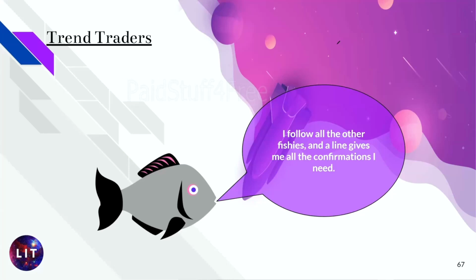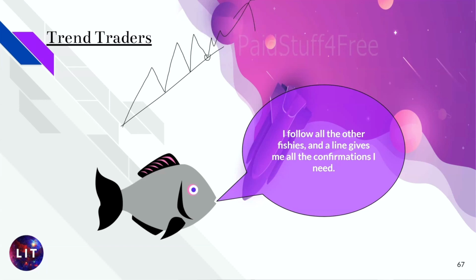Trend trader, because I follow all the other fishies, and a line gives me all the confirmations I need. So he's kind of an interesting one because he doesn't need any reason. He just needs to draw a line, like a vertical line, and that's all the reasons he needs, because he thinks, yeah, here's a test and here's a test, of course it only makes sense if price comes to this point here, of course, and because I drew this line on my MacBook Pro, and then, oh yeah, what the hell, that's crazy.